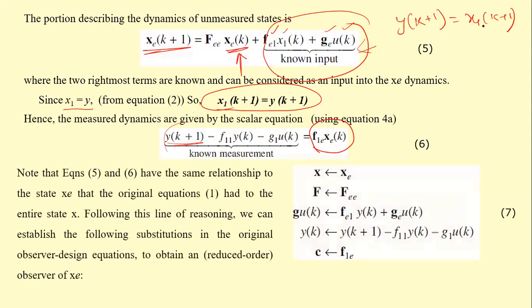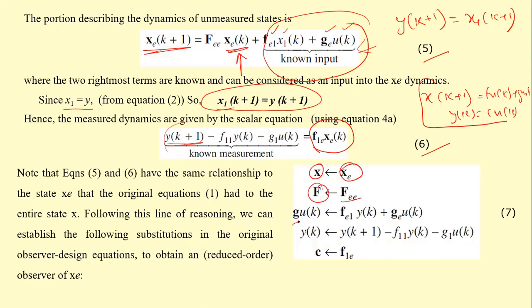Okay. So now these two equations, number 5 and 6, can be related to equation number 1. Equation number 1 is actually this equation: xk plus 1 is equal to Fxk plus Guk, and yk is equal to Cxk, right? So we can relate this here. Now if we replace x in this equation with xe, F with F double e, and so on, we are simply trying to relate.